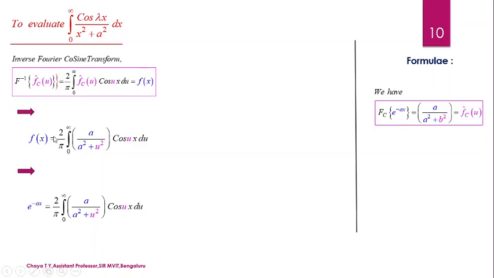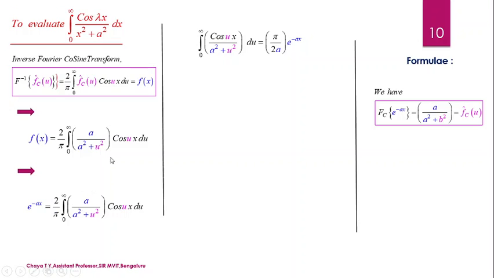For that, substitute f of x. What is f of x? e power minus ax, guys. Now we bring the term e power minus ax and 2 divided by pi to the other side. The expression will be left with the integral cos ux by a square plus u square du with the limit 0 to infinity as pi divided by 2a e power minus ax. We have just rearranged the terms over here.